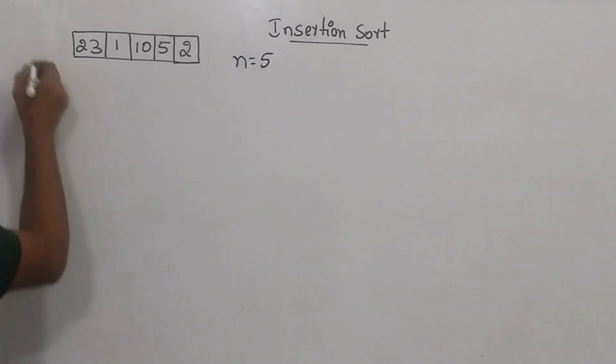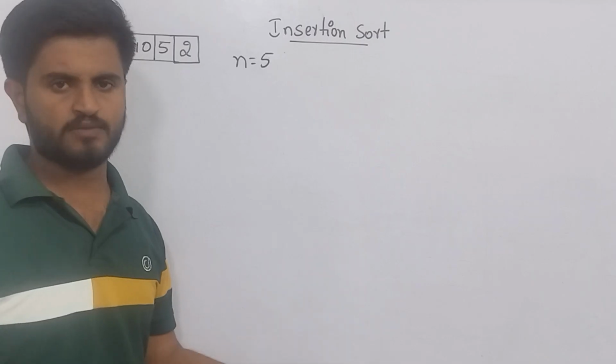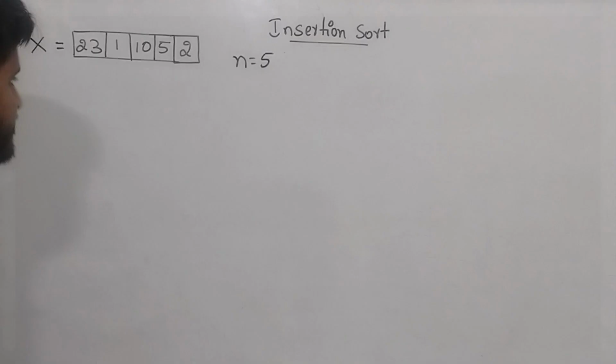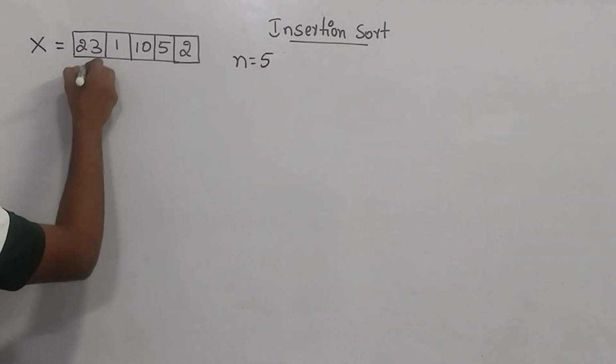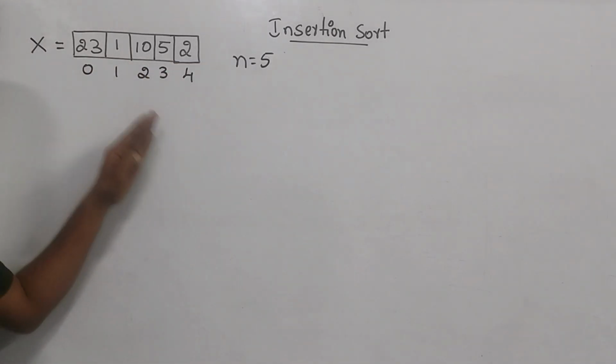Next step, name this list or array. I will be naming it as x. You can use any other variable, that is a, b, c, d, e, f, g, anything. Now index them 0, 1, 2, 3, 4. So this will be the first step.